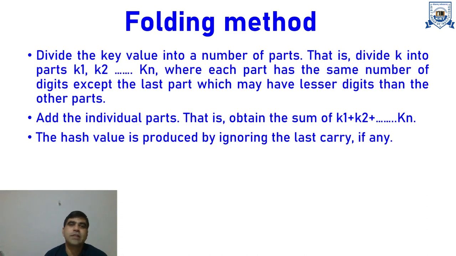Then we have folding, hashing by folding. In this method, we divide the key, which is the key we want to map into the hash table, into a number of parts like k1, k2, up to kn, and each part of the key will be of equal length. If k1 is 3 digits long, then k2 must be 3 digits, and only the last one, kn, can have fewer digits. After dividing the key into parts of equal length except the last part, we add them together, k1 plus k2 and so on, and finally the hash value is produced by ignoring the last carry, if any.